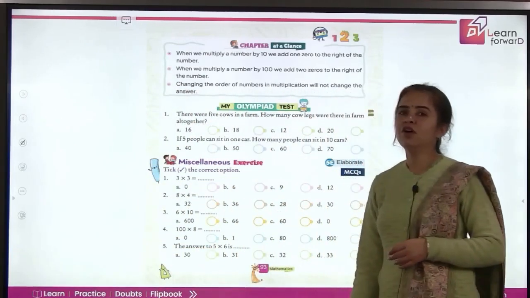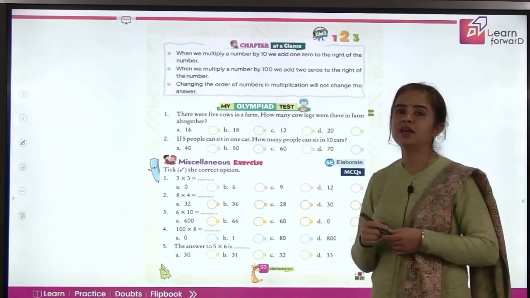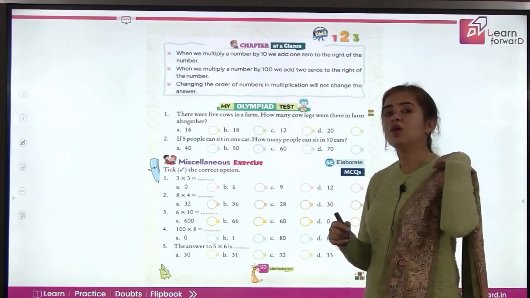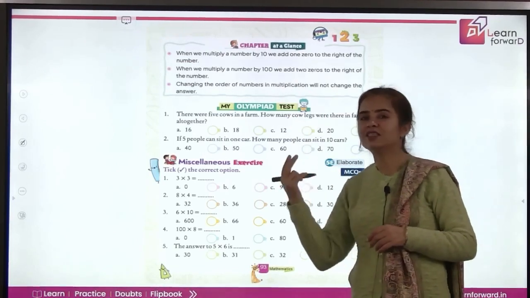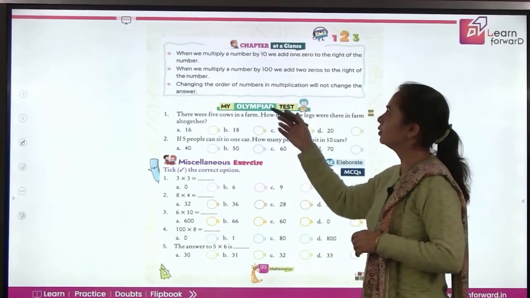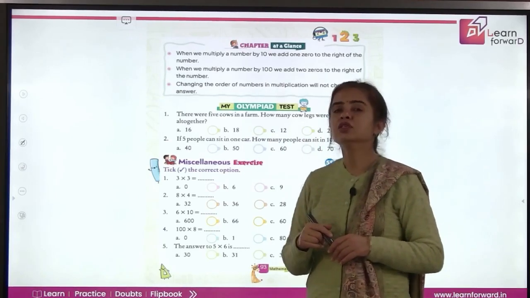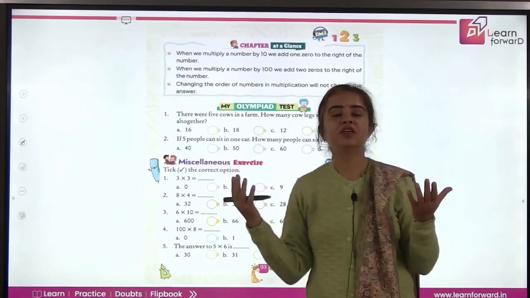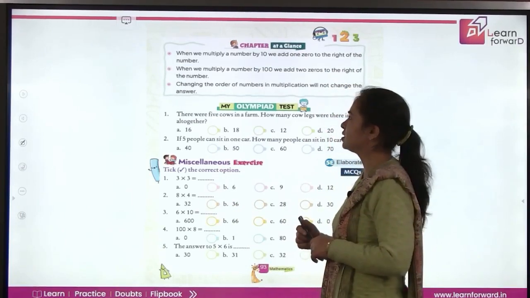Now, time for a quick recap. Chapter at a glance. When we multiply a number by 10, what do we do? Just put a 0 after the number. When you multiply by 100, you add just 2 zeros after the number. Changing the order of numbers in multiplication will not change the product. So, if you are multiplying 2 by 7 or 7 by 2, that means the same. You will always get 14 as the answer.